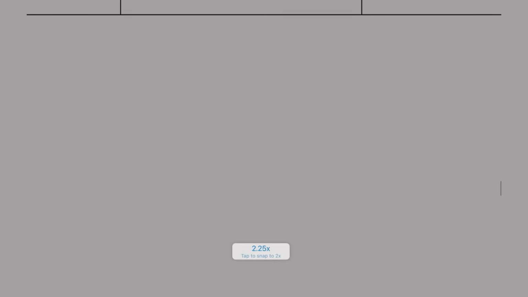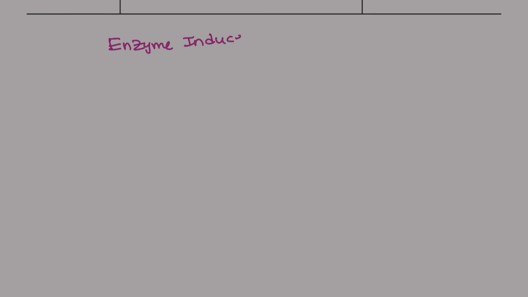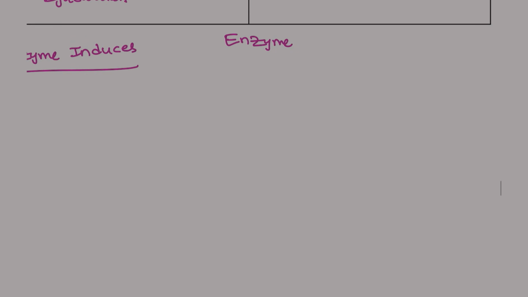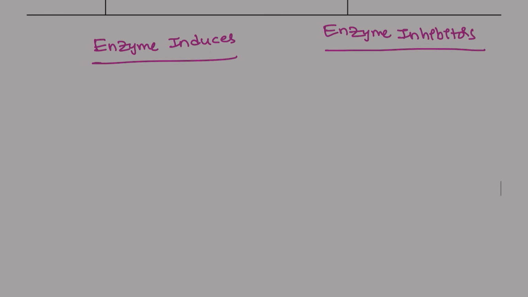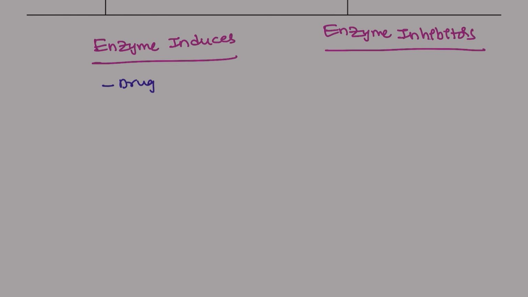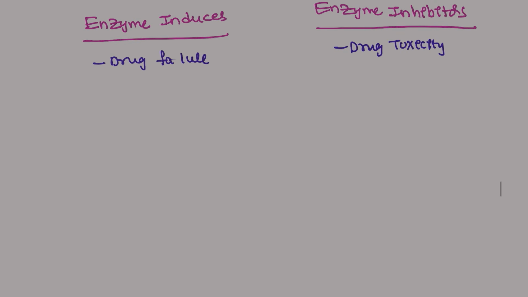Such as enzyme inducers and enzyme inhibitors. What are those drugs that we are going to discuss here? What are the enzyme inducers, and what are the enzyme inhibitors? What is the main mechanism? Basically, enzyme inducers are going to cause drug failure, while enzyme inhibitors can cause drug toxicity.